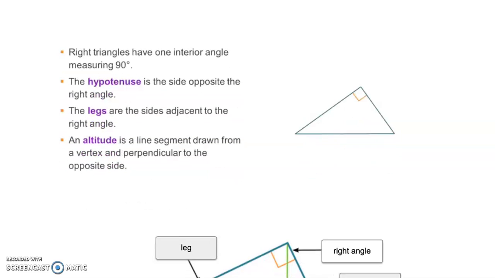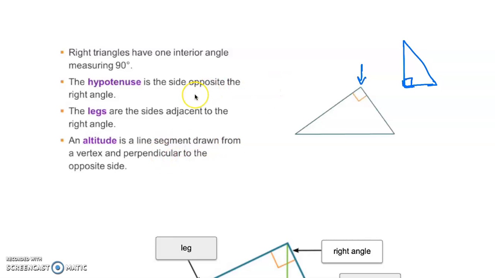This lesson is on right triangle similarity. So we've been working with triangle similarity, but now we're going to look specifically at right triangles. Just to remind ourselves, right triangles have one interior angle measuring 90 degrees. That's this one right here. Now, it doesn't matter how you draw the triangle. If there's a right angle, it's a right triangle.